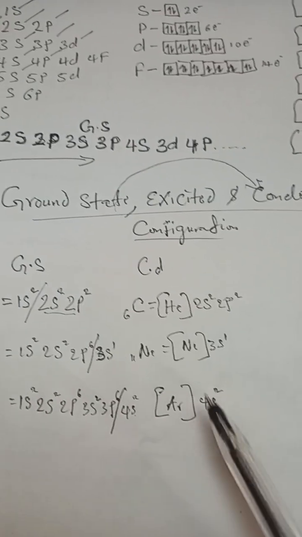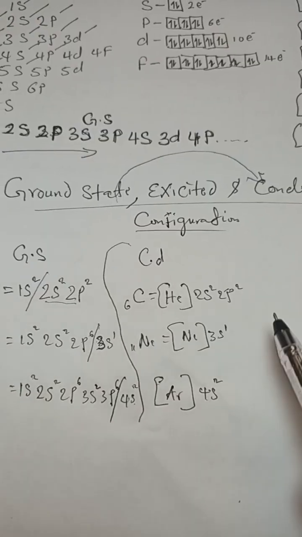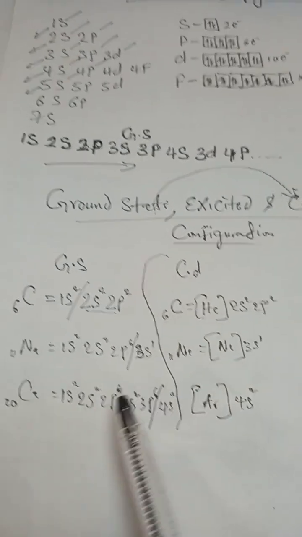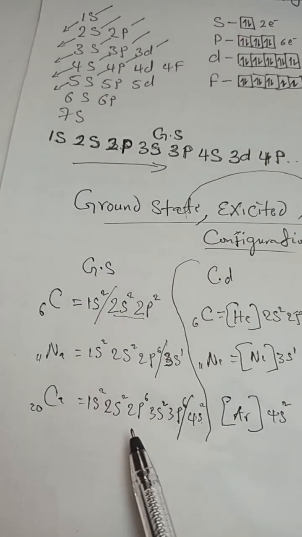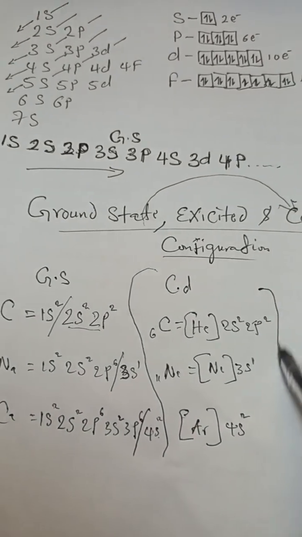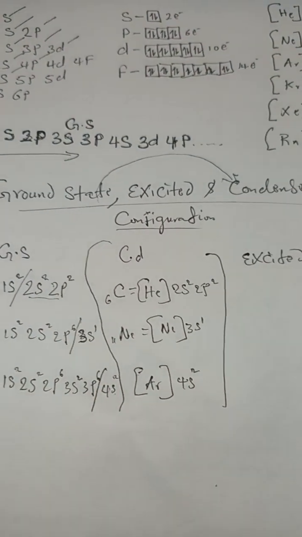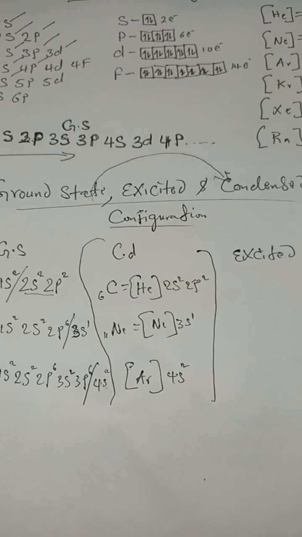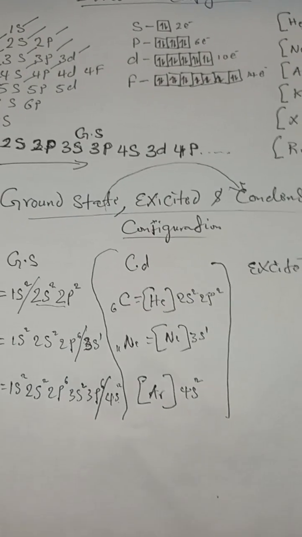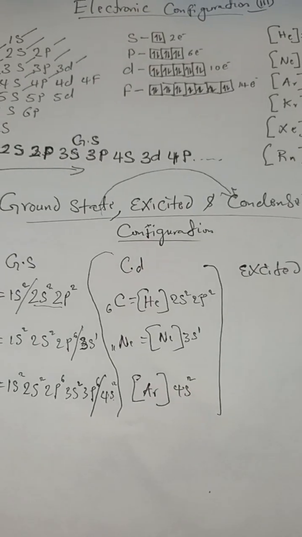Okay, so this is the condensed form of writing electronic configuration, and this is the ground state of writing electronic configuration. But then the excited form. The excited form actually happens when our atoms receive energy. So they are excited from a lower energy level to a higher energy level, right?